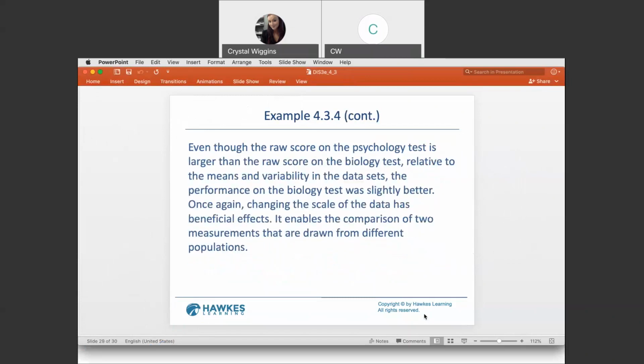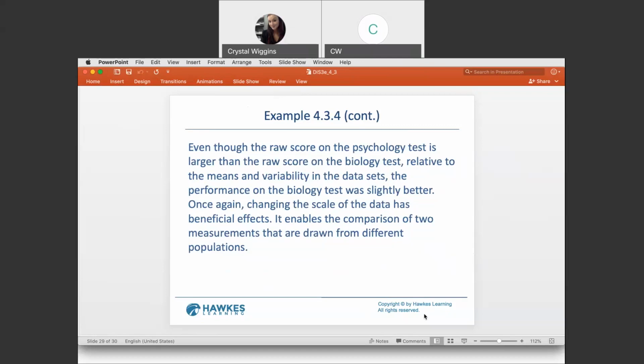Even though the raw score of the psychology test is larger than the raw score of the biology test, relative to the means and variability of the data sets, the performance on the biology test was slightly better. Once again, changing the scale of the data has beneficial effects. It enables the comparison of the two measurements that are drawn from different populations.